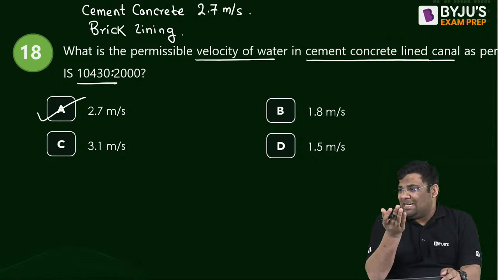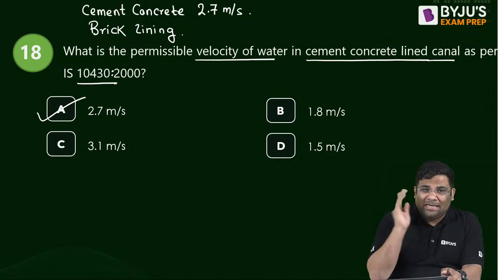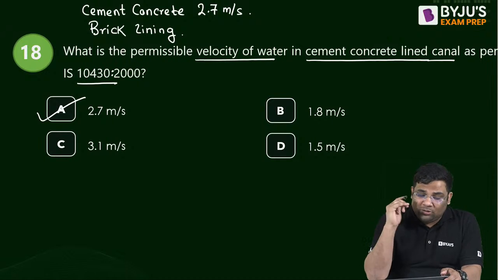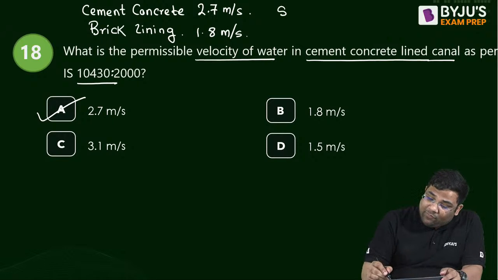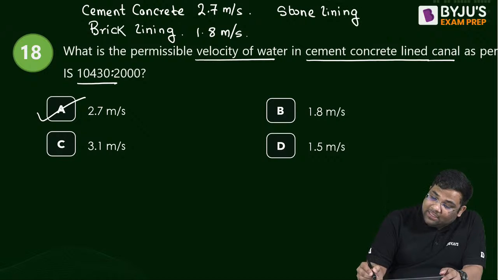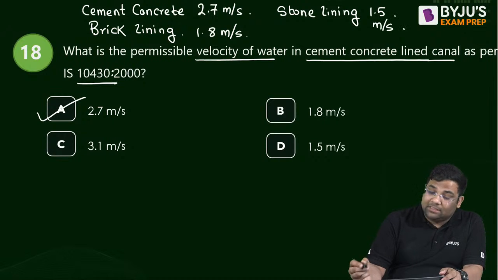Obviously it will be lesser, right? Because cement concrete is difficult to tear, so I will allow more velocity. For brick lining, remember it is 1.8 meters per second. And for stone lining, it will be a little less than that, 1.5. So remember these values, they can ask this.